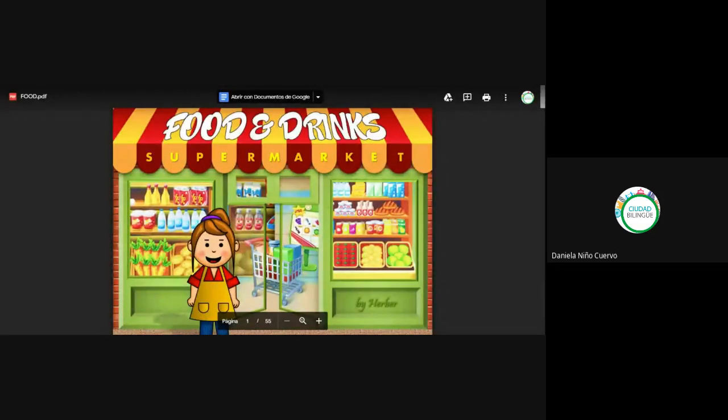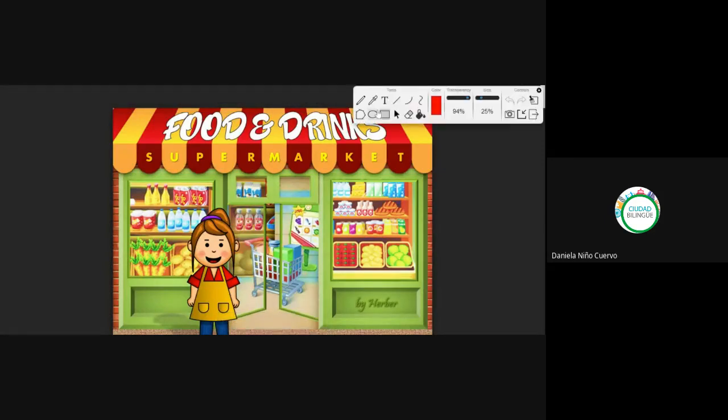Okay, so today we are going to talk about food. Yes, food and drinks. We are going to learn some vocabulary and we are going to put that vocabulary into practice. Okay, so that is a supermarket.